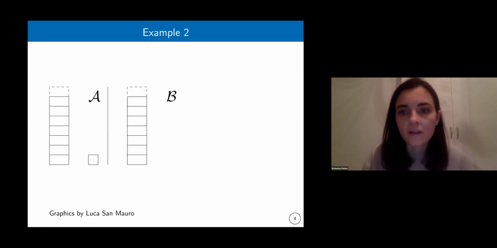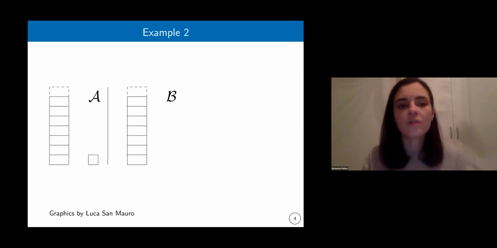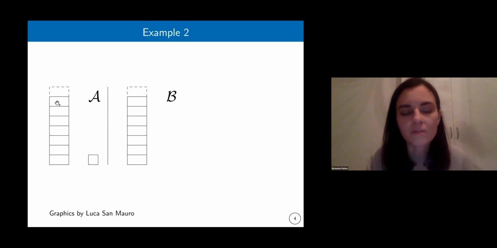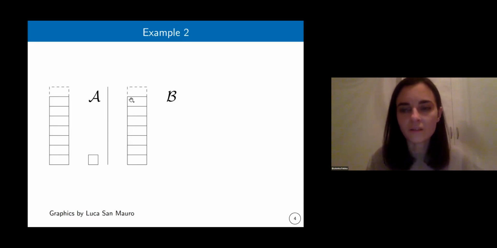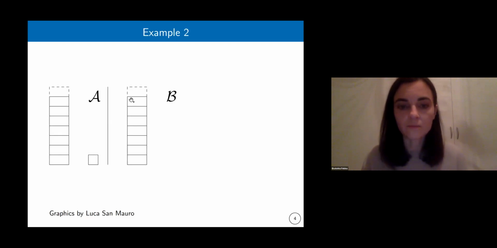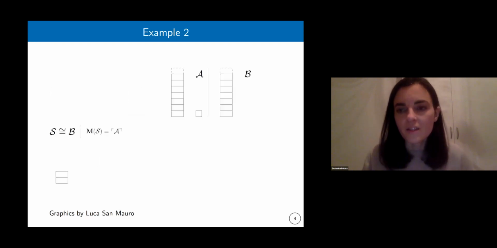Another example, again two very similar structures. A has infinitely many equivalence classes of size 2, plus one class that is just a singleton, one element that is not equivalent to anything else, and B has infinitely many classes of size 2. In this case, the same approach as before doesn't work anymore.